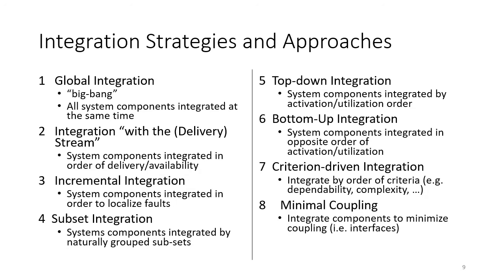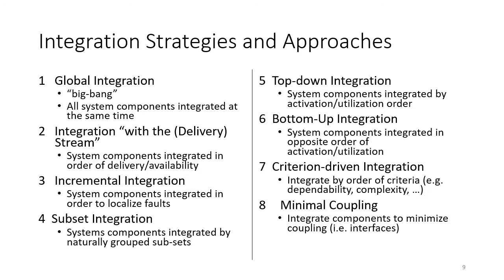The integration strategies and approaches have been defined as 8 methods in the System Engineering Handbook. This is a running list and definition of the 8 methods, and what follows in subsequent slides is a more detailed description of each one of them. The first one, starting on the upper left, is global integration. That's also known colloquially as a Big Bang approach. You just take all of your subsystems, you connect them up, turn on the power, and go.